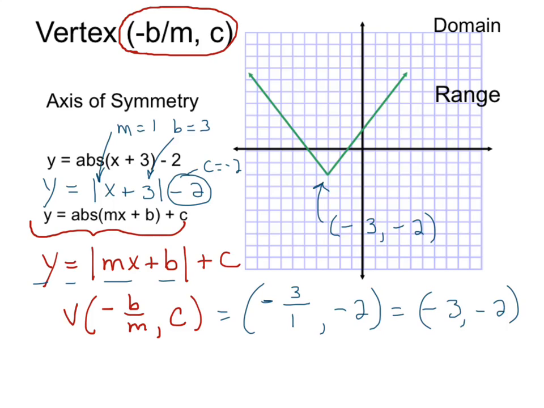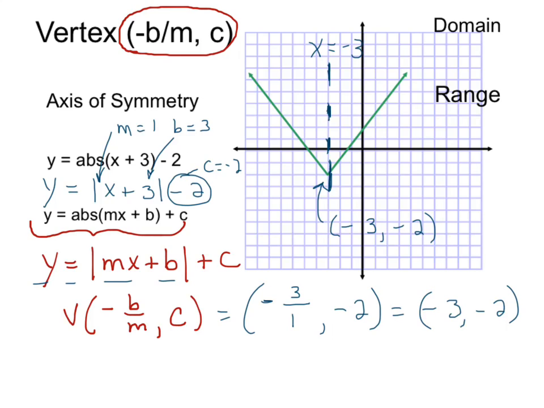Some other things to point out is this graph has an axis of symmetry, and that axis of symmetry is right there. And that's a line at which you could fold this paper, and the two sections or two branches of the graph would line up with each other. This is a vertical line, so it does have an equation. Its equation is x equals -3.